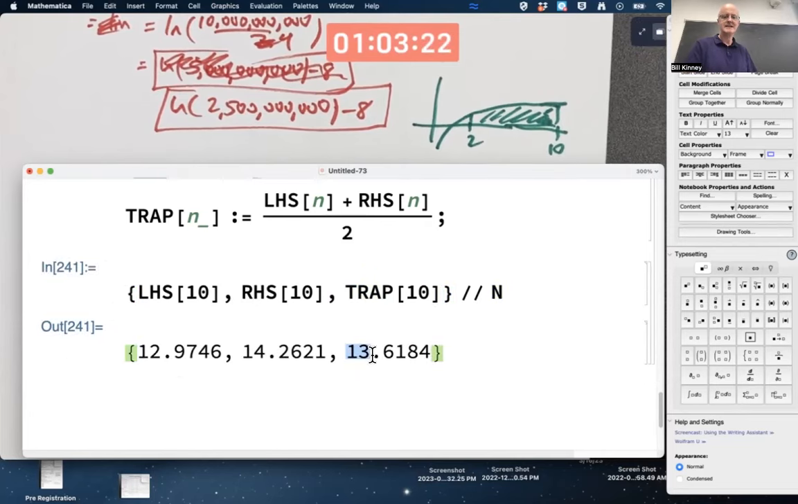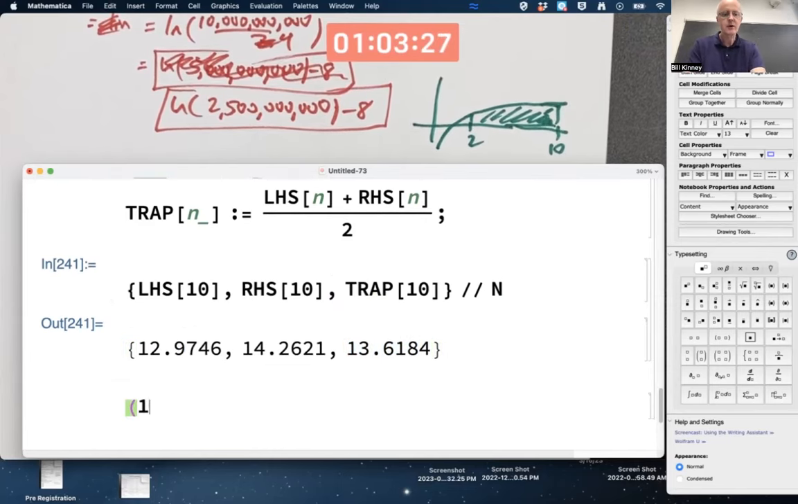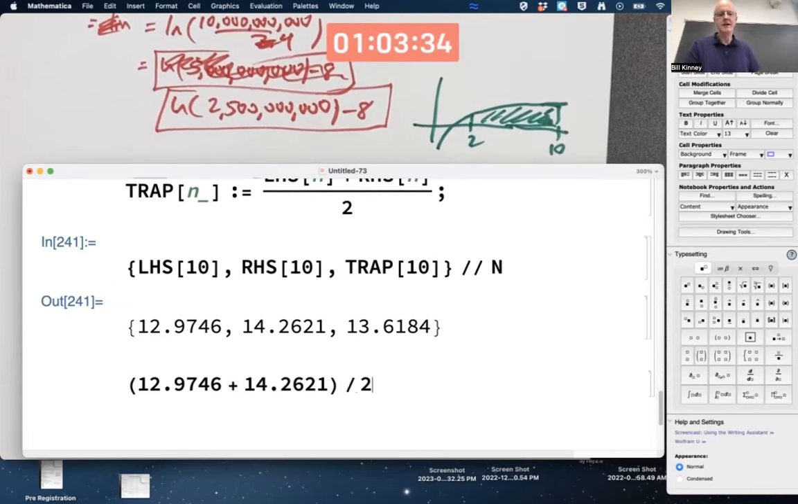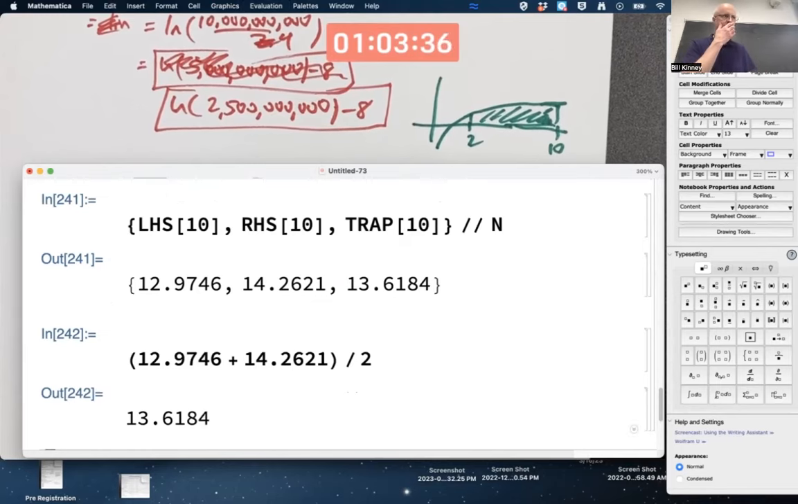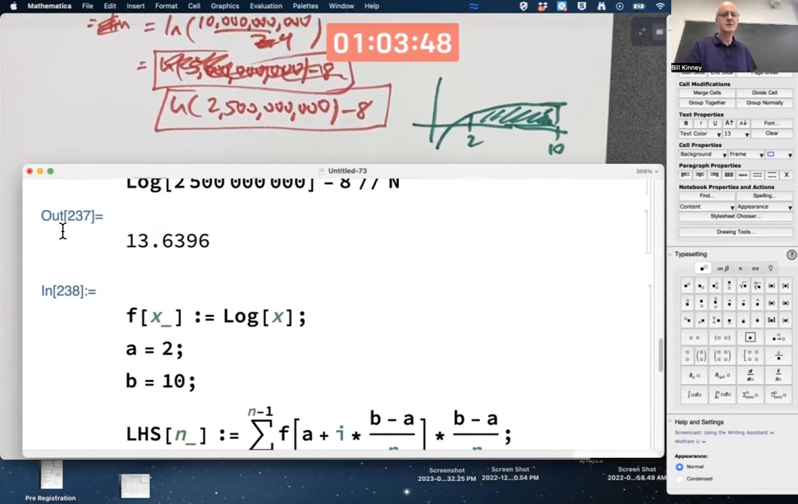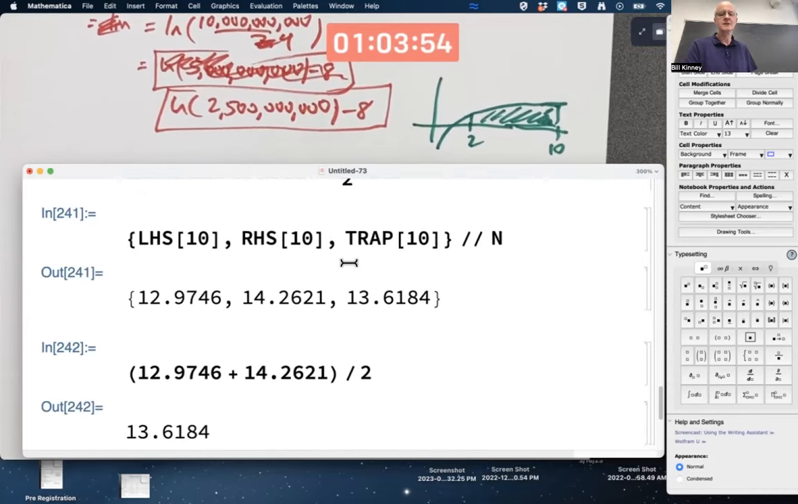And yes, 13.6184 is the average of these two numbers. Let's try, 12.9746 plus 14.2621. Well, up to rounding, there's a slight rounding error, although it's rounding to the same thing. And 13.6, the value of the trap, that's not too far from the right answer. 13.6396 is the correct answer to 4 decimal places. This one's not too far away.